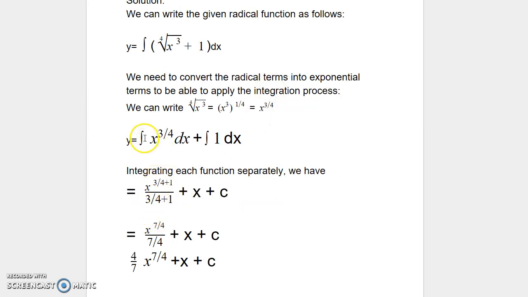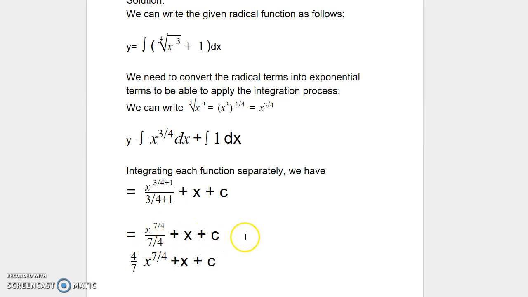Here we want to integrate x to the power of 3 over 4 dx. So x to the power of 3 over 4 plus 1, divided by 3 over 4 plus 1, plus the integral of 1 dx, which converts to x, plus we are always going to add a constant of integration c as shown here. Now let us simplify this some more. X to the power of 3 over 4 plus 1 simplifies to x to the power of 7 over 4 as shown here. And 3 over 4 plus 1 in the denominator simplifies to 7 over 4, plus x plus c.